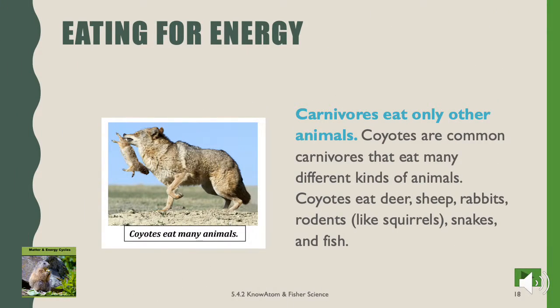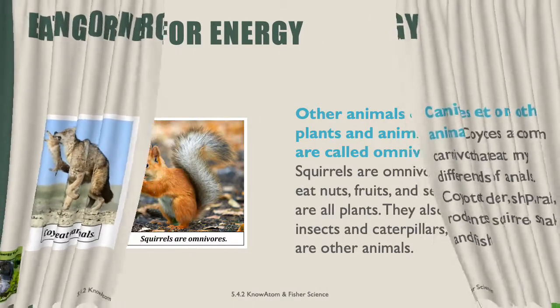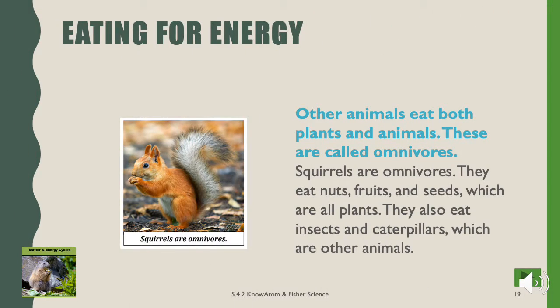Carnivores eat only other animals. Coyotes are common carnivores that eat many different kinds of animals. Coyotes eat deer, sheep, rabbits, rodents like squirrels, snakes, and fish. Other animals eat both plants and animals. These are called omnivores. Squirrels are omnivores. They eat nuts, fruits, and seeds, which are all plants. They also eat insects and caterpillars, which are other animals.